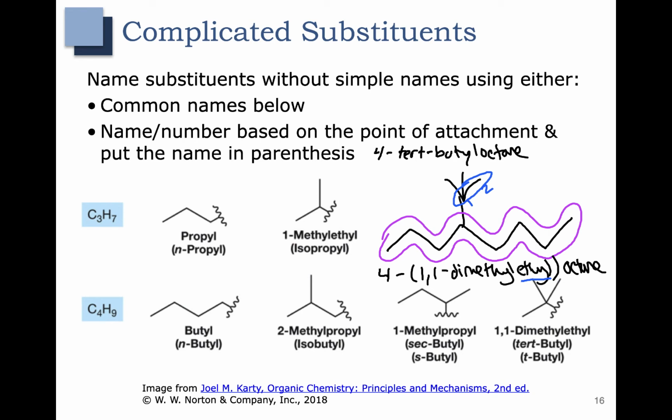The sec in sec-butyl refers to secondary. This carbon is secondary because it is attached to 1, 2 other carbons. In tert-butyl, the tert stands for tertiary. So this carbon here is attached to 1, 2, 3 other carbons. Sec and tert can be abbreviated as s and t respectively. Keep in mind that when you're ordering in terms of alphabetical order, the sec and the tert do not count towards the alphabetical ordering, but the iso does.